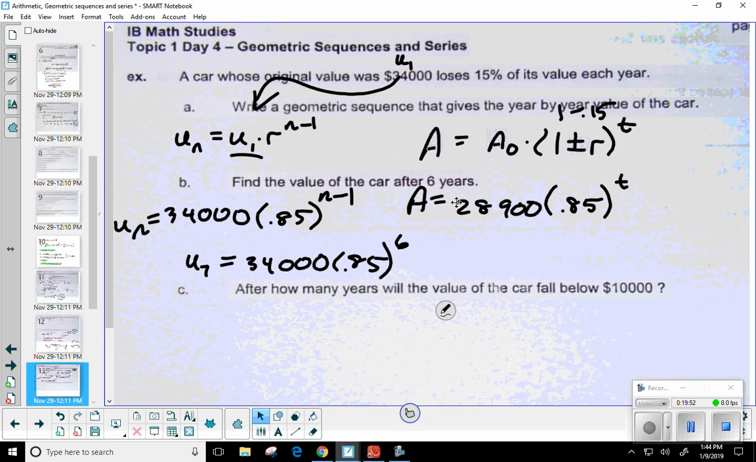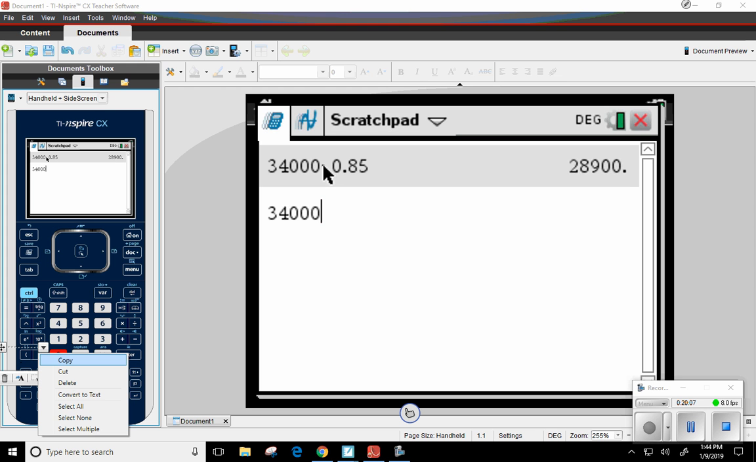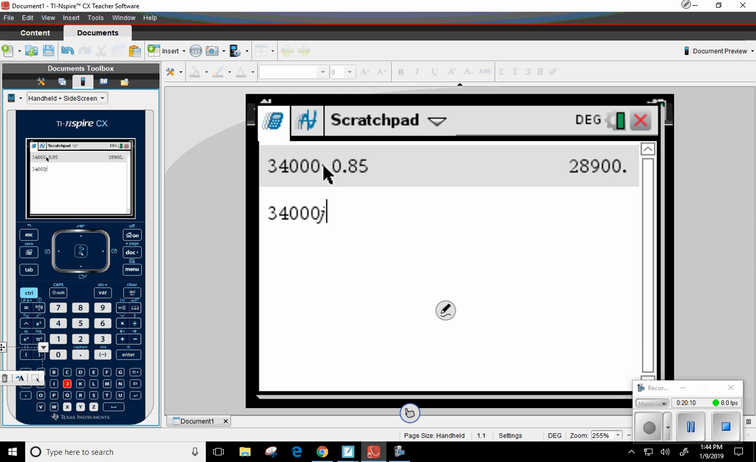Okay, so let's come on over here to the calculator. 34,000. I'm thinking I might need to use the mouse because this is not working. Okay, parentheses. I'm going to use my mouse. I think that'll just make things go a little faster.